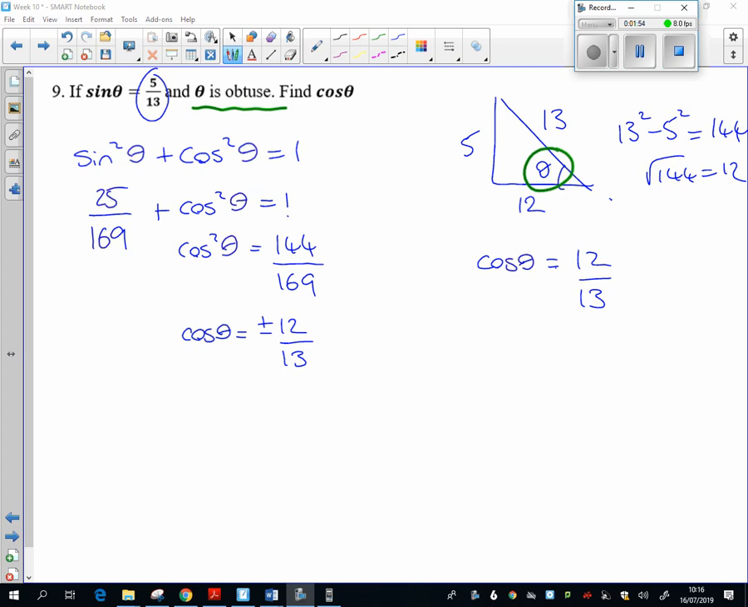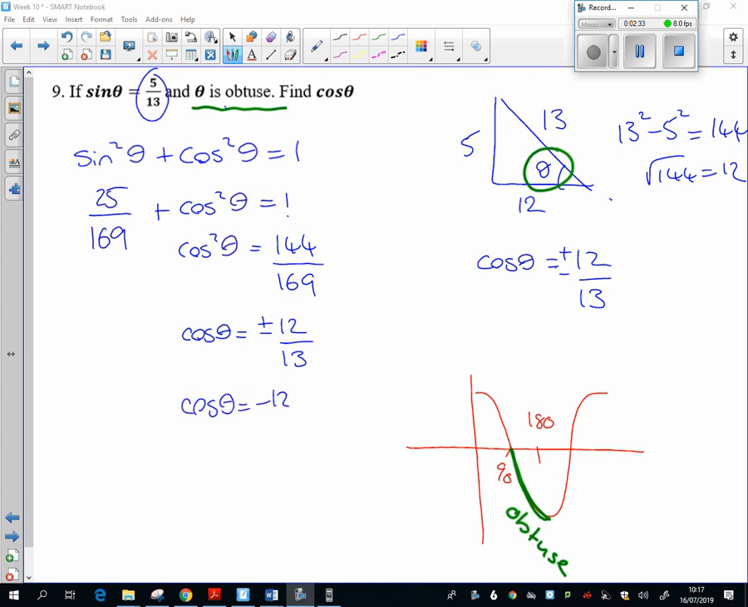So if you are going to do it using the triangle, you still need to consider that it could be plus or minus 12 over 13, okay? And they won't give you irrelevant information. So the reason we need to know that theta is obtuse, if I just do a really rough sketch of the cos curve, so there's 180 and there's 90. So if theta is obtuse, that means it's between 90 and 180, so that means it's negative, okay? So cos theta is minus 12 over 13.